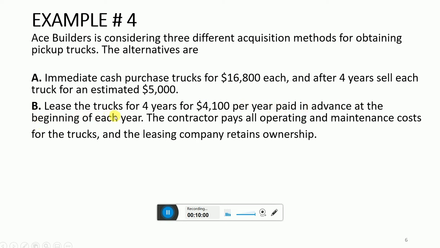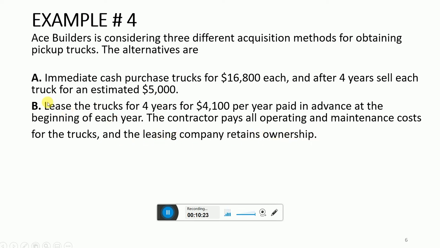at the beginning of each year. In each year, he pays $4,100 for each truck, at the beginning of the year, for 4 years. The contractor pays all the operating and maintenance costs for the trucks, and the leasing company retains the ownership.